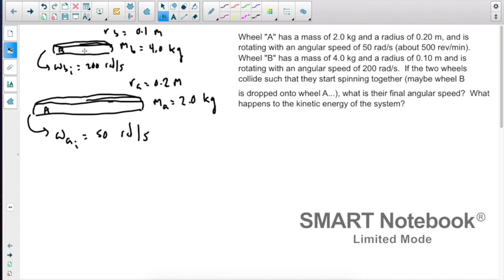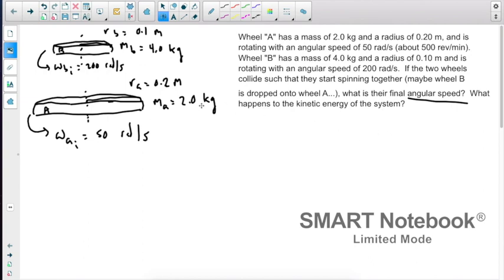And the question says that you basically cause the wheels to collide. Maybe you drop wheel B onto wheel A carefully while both of them are still spinning about a central axis, such that after they collide, they start spinning together. I want to know what is going to be their common final angular velocity.